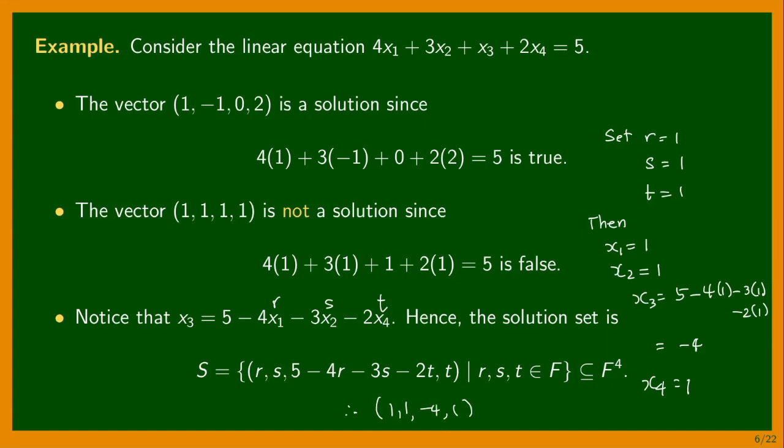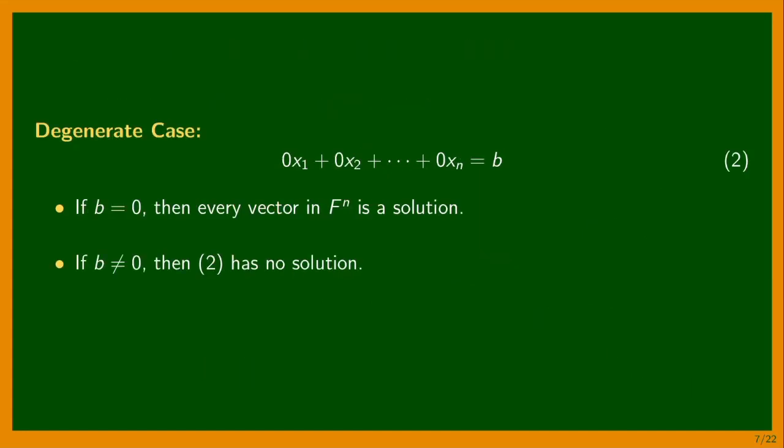Right? You can check directly by making a direct substitution into this equation. You will see that the equation is true. Now, if you select another set of values for r, s, and t, then you will produce another solution. So this solution set is represented by a 3-parameter parametric equation.